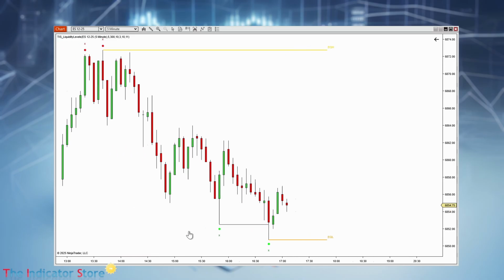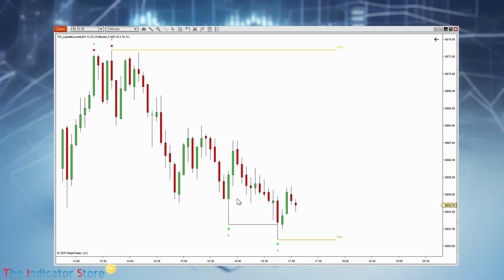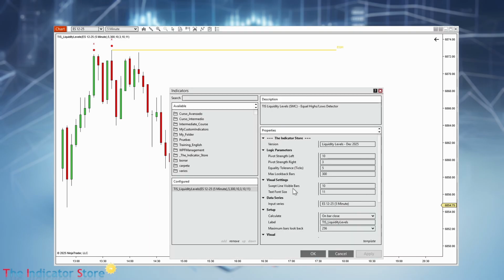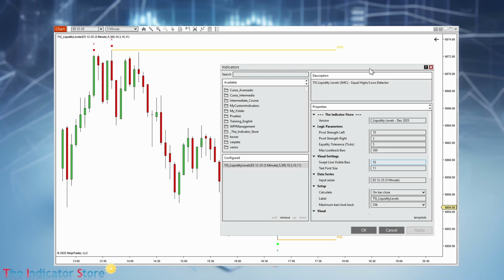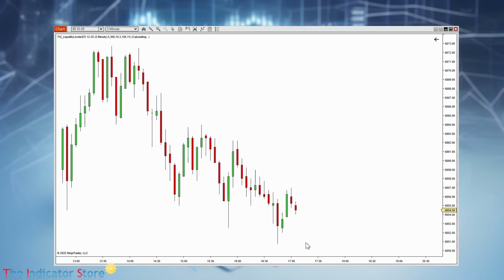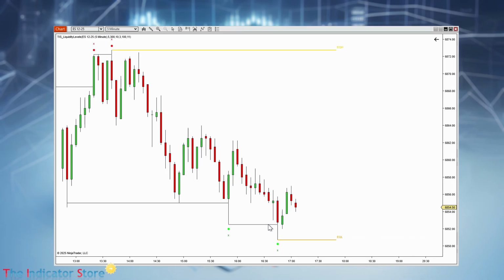And why is it not painted? Because we are removing all lines. But if you prefer and want to have the whole chart filled with lines, you can increase this number. If you want broken lines more than 10 bars into the past, you can increase it. So now we can see all the broken lines at least 100 bars into the past. But the signal is always painted. When a level is broken, we get a signal painted.